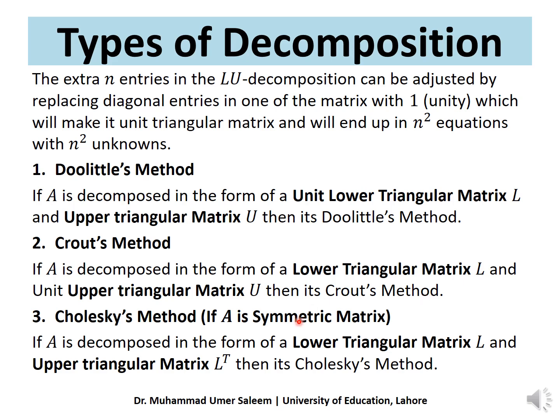So the third type is Cholesky's method. If A is a symmetric matrix, then we have the privilege to decompose A as the product of a lower triangular matrix and its transpose, which will of course be an upper triangular matrix. So for Cholesky method, A must be a symmetric matrix.